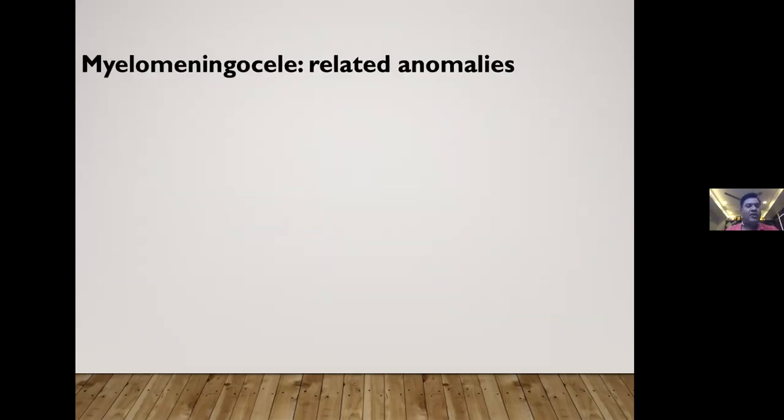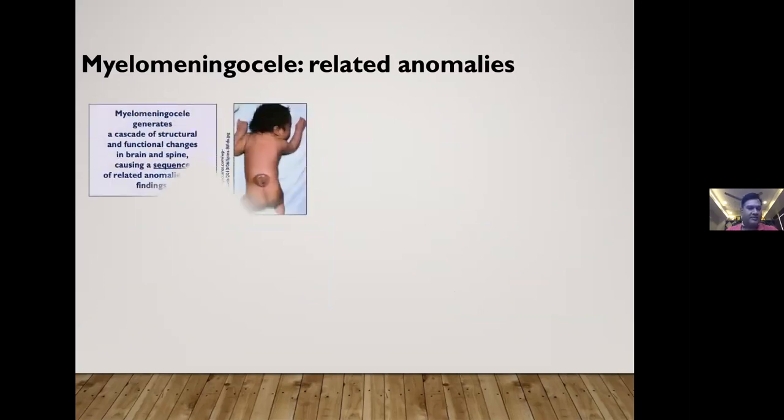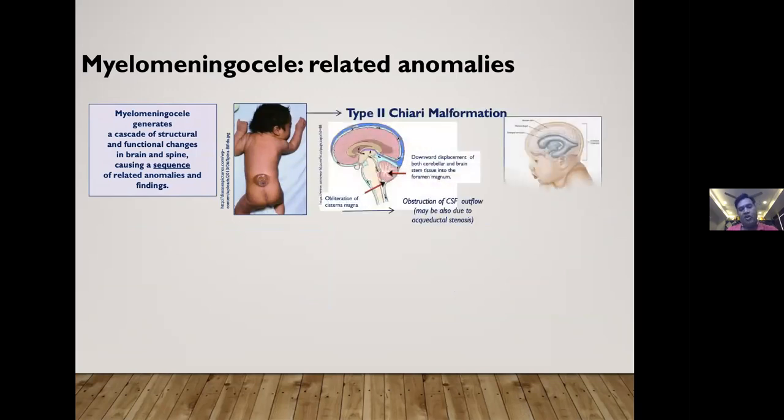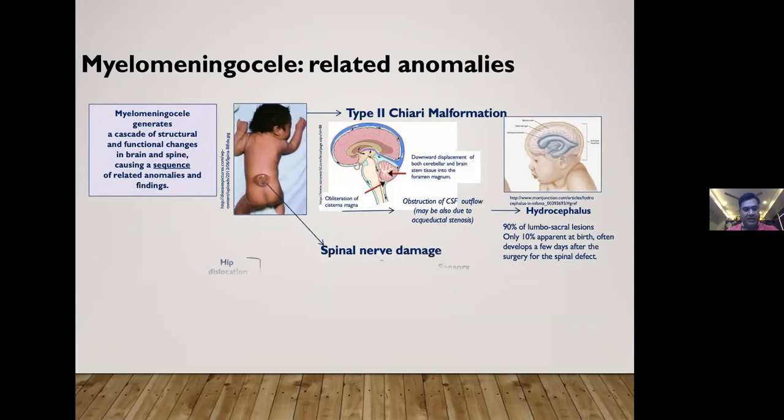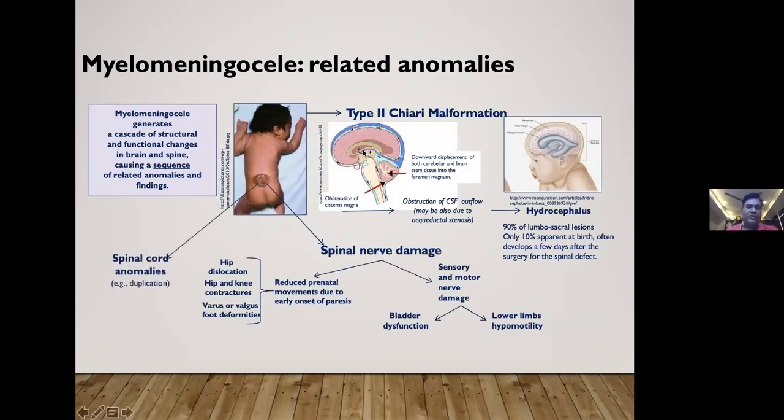So let's come to the myelomeningocele, which is the most common variety, seen in 90% of the cases. The myelomeningocele generates a cascade of structural and functional changes in the brain. So it's not enough to look at the spine alone. There are other abnormalities which occur along with this particular anomaly. The most important is the type 2 Chiari malformation.